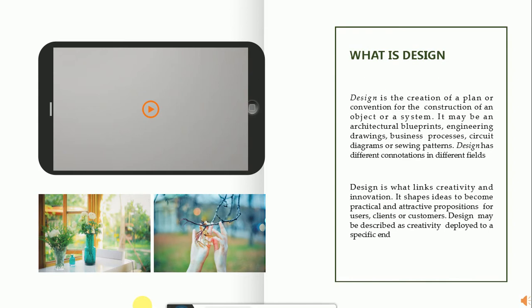Design is what links creativity and innovation. It shapes ideas to become practical and attractive propositions for users, clients or customers. Design may be described as creativity deployed to a specific end.